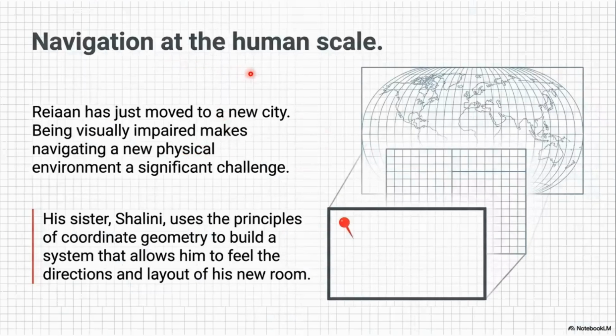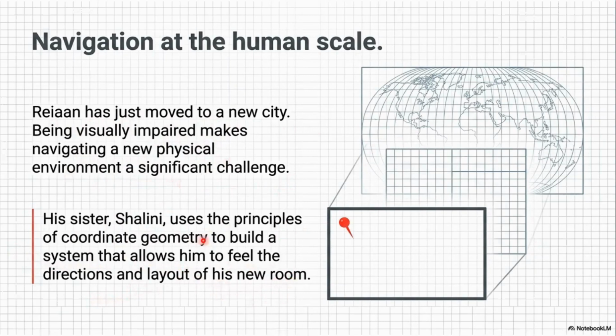objects were used to explain algebraic identities or algebraic problems. So, navigation at the human scale. Okay, so this is one story which is mentioned in the book. Rehan has just moved to a new city. Being visually impaired makes navigating a new physical environment a significant challenge. So what happened? His sister, Shalini, uses the principle of coordinate geometry to build a system that allows him to feel the direction and layout of his new room.